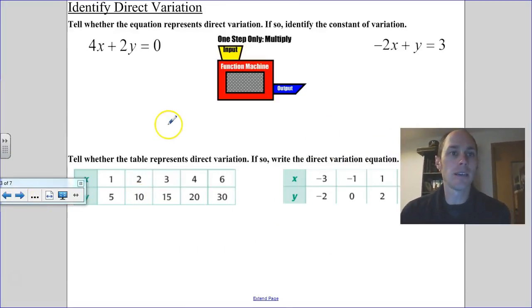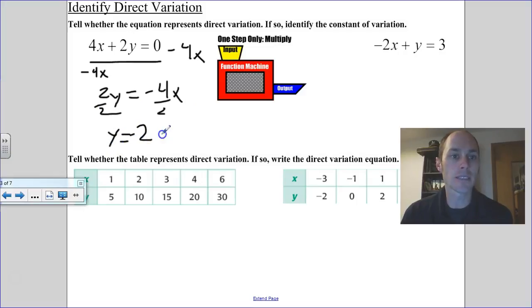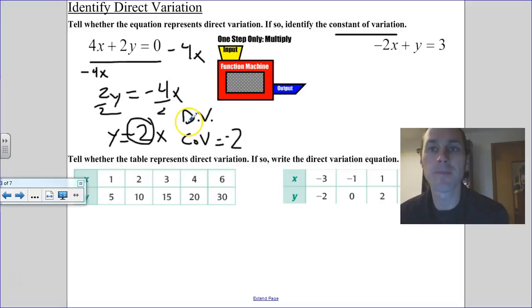So let's take a look at these equations and determine, first of all, if they are direct variation equations. So we need to get them to y equals. So subtract 4x in the first example. And we get 2y equals 0 minus 4x, which is negative 4x. And then we divide by 2. So y would equal negative 2x. And so our constant of variation, we would say, yes, this is direct variation. I'll just abbreviate it, DV, direct variation. And the constant of variation would be negative 2 because we're multiplying x by negative 2 only.